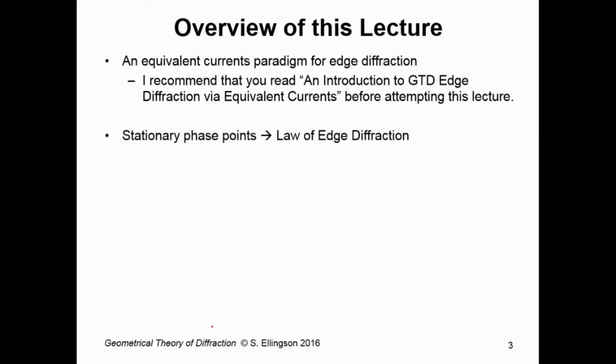In any event, we'll end up with stationary phase points, as we did in physical optics when we went from physical optics to geometrical optics. And those stationary phase points, we'll see, will give rise to a principle known as the law of edge diffraction, which tells us how to reduce an edge to just a few contributions along the edge that are important to the diffracted fields. Then we'll finally get to it, the formulation of the GTD diffracted field, the equations that tell us how to calculate it.